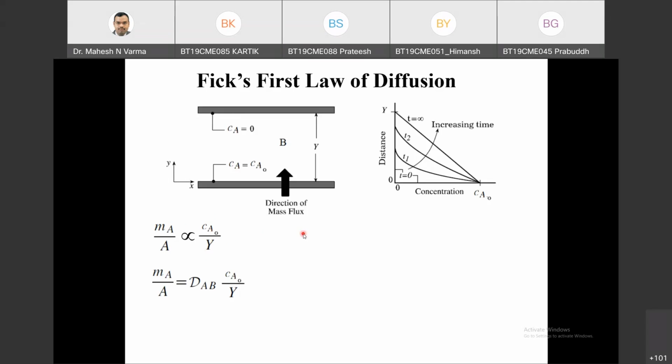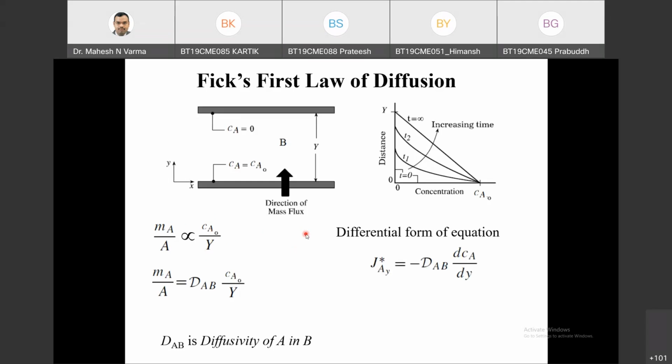You might have seen two unit systems. The first one is a molar unit system, and the other is the mass unit system. Similarly here also, this is the diffusivity of A and B. So similarly I can get a differential form of this equation. The differential form of this equation will be J star.